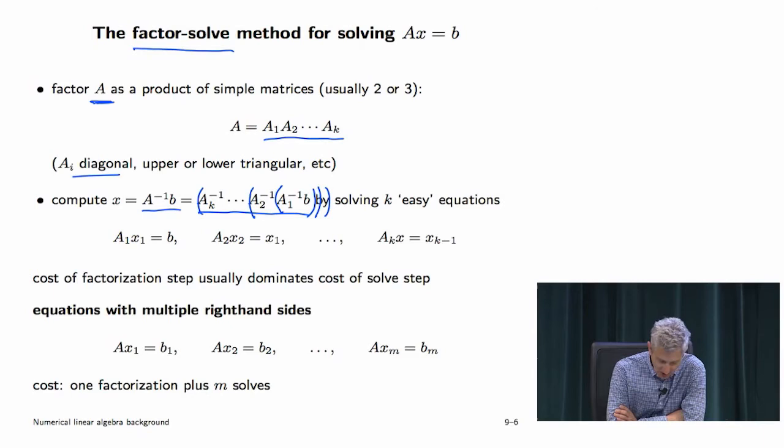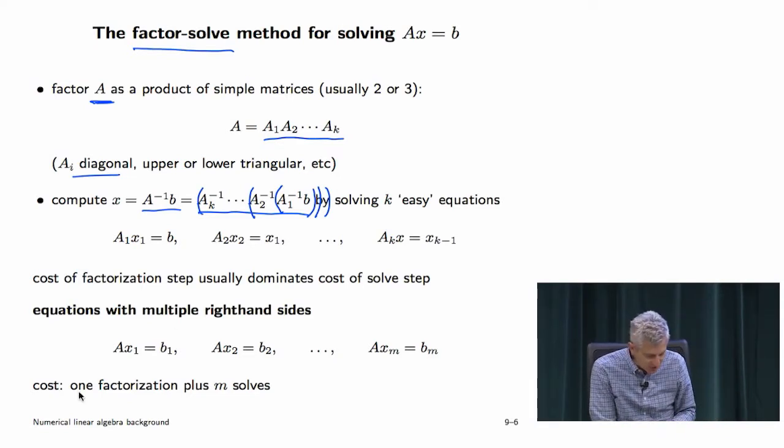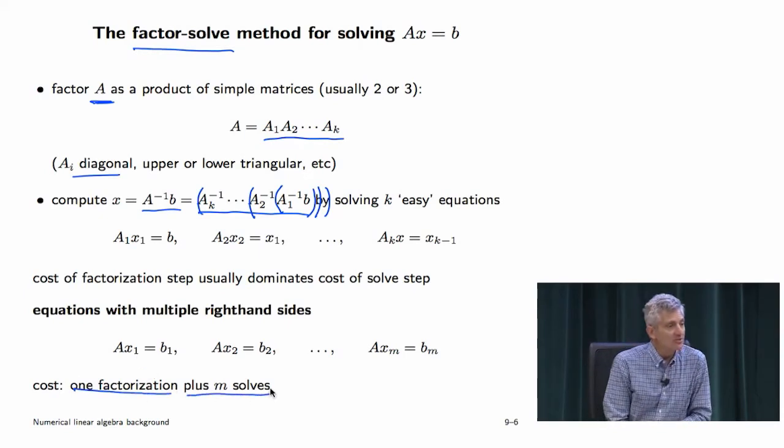Okay, then what it says is you factor the matrix. That typically costs more, we'll talk about that in a minute, than the solve, right? So you factor it and you cache the factorization. And what that means is that if you want to do multiple right-hand sides, you get one factorization here and m solves. Okay?